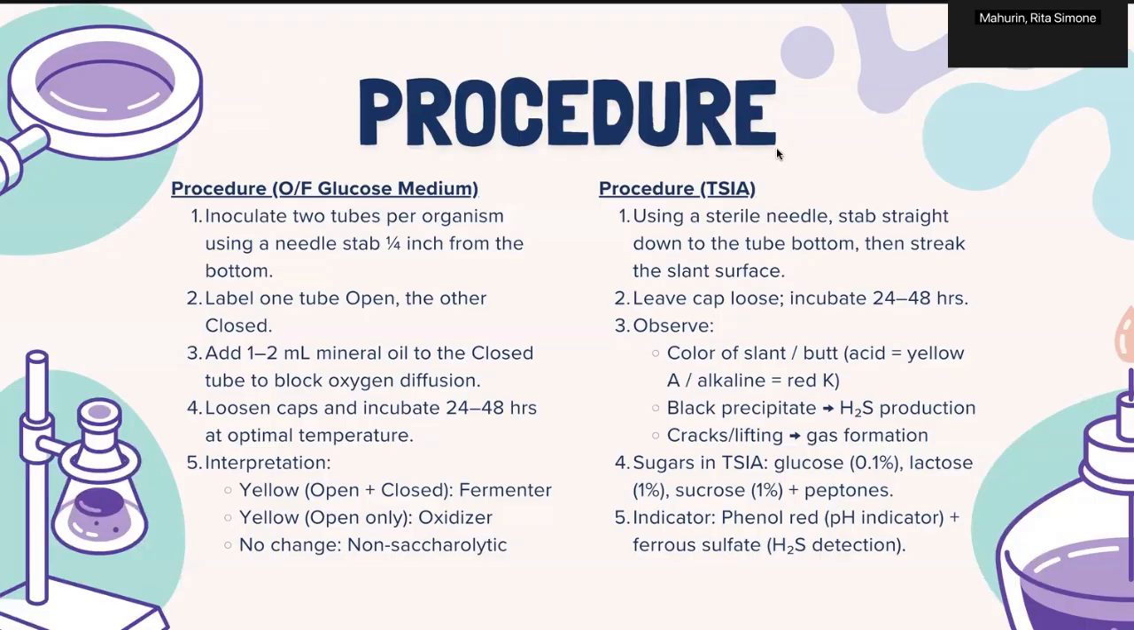And for the TSIA, we used a sterile needle again, and then we stabbed it straight down to the bottom of the tube and streaked the slant surface. We left the cap loose, incubated, and observed. The sugars in the TSIA included glucose, lactose, and sucrose. And then we had an indicator component in this specific procedure for the TSIA.